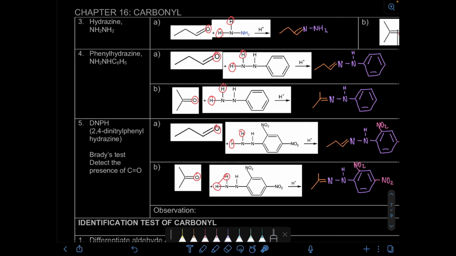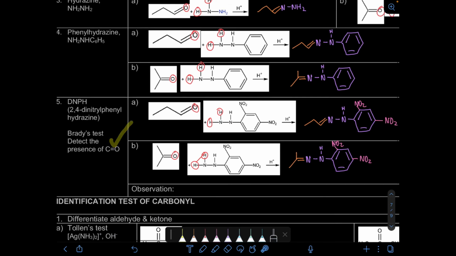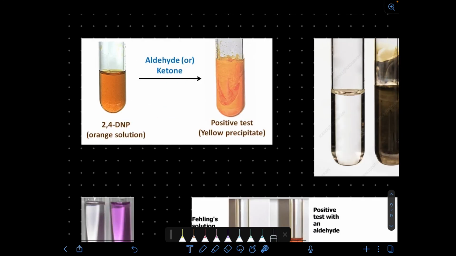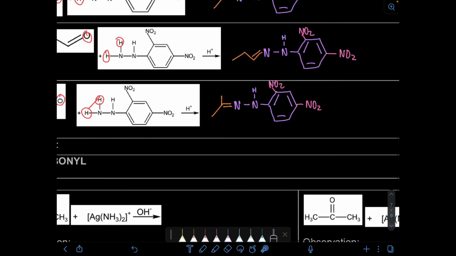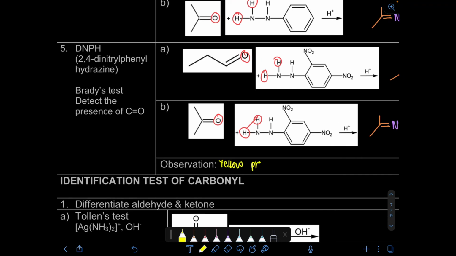Okay, so actually yang lebih sikit di DNPH ni is actually it can use for your identification test. So kalau nama test dia, nama dia adalah Brady's test, which is used to detect the presence of C double bond O. Okay, so maknanya this test kalau kamu nak uji, contohnya nak differentiate alcohol dengan carbonyl, we can use this test. But then what is actually the observation? Okay, so let's look here. So this is actually the observation for Brady's test. So originally orange solution akan form yellow precipitate kalau ada C double bond O. So our observation is that yellow precipitate form.